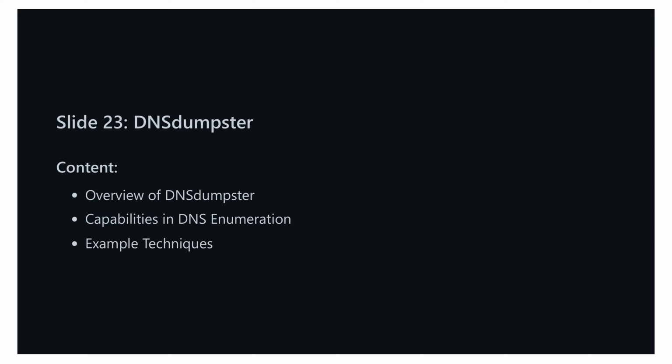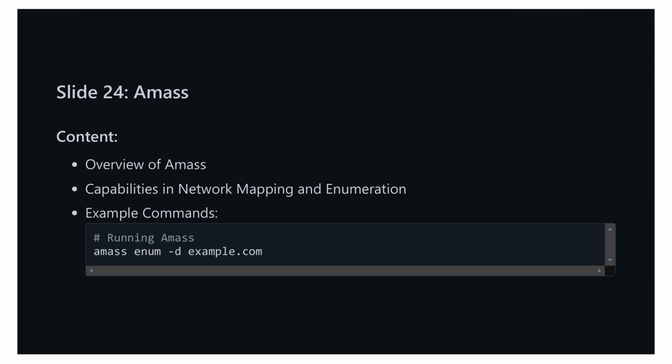In the next slide, we'll dive into Amass, another powerful tool focused on network mapping and enumeration. We'll discuss its features and show you how to get started with some basic commands. Moving on to Amass, detailed on this slide, we have another powerful tool for network mapping and DNS enumeration. Amass is widely known for its effectiveness in discovering subdomains and mapping out the attack surface of a domain. With its capabilities, you can conduct comprehensive network mapping and enumeration, identifying various assets connected to a target domain.